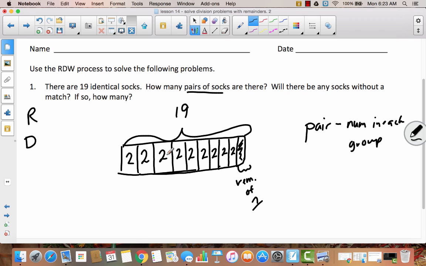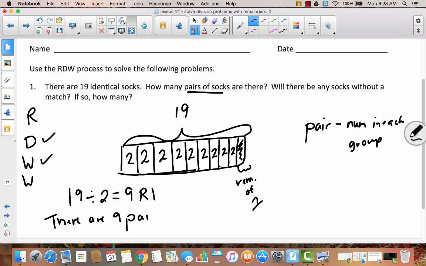I had 1, 2, 3, 4, 5, 6, 7, 8, 9. I had 9 pairs. And that makes sense because 19 divided by 2 would be equal to 9, remainder 1, because 9 times 2 is 18, and then you would have 1 more would make 19. All right, so we drew a tape diagram, I wrote a number sentence. Now I have to answer the questions. How many pairs of socks are there? So I would say there are 9 pairs of socks.